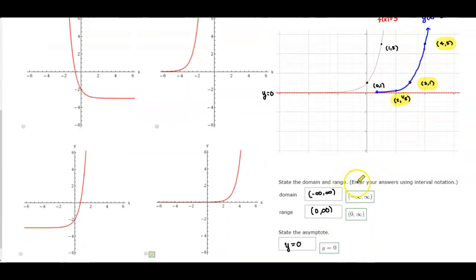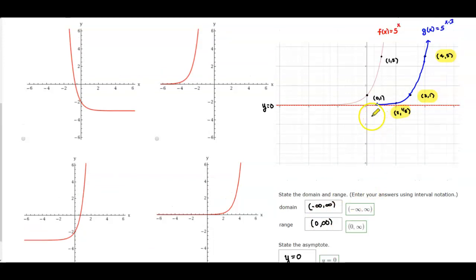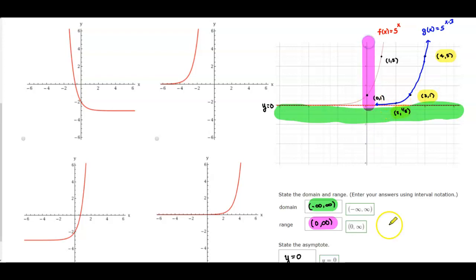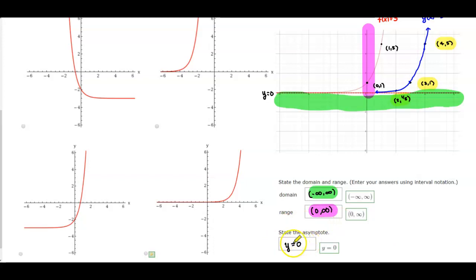Now, we want to state the domain and the range. Well, the domain is going to be all the x values on the x-axis because we can plug anything that we want into the x value, so it's negative infinity to positive infinity. So the domain represents the entire x-axis. And then the range is going to go from 0 to positive infinity. And then we determined what the asymptote was, which was y equals 0.